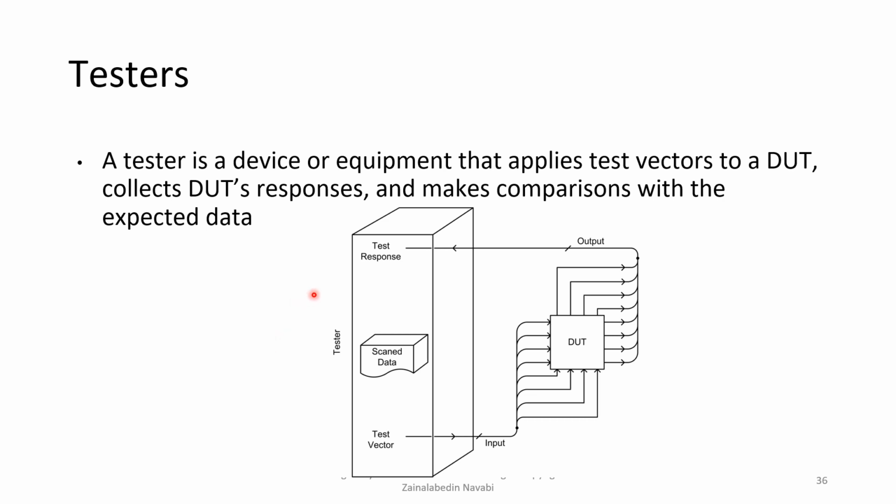You can read the definition by yourself. You have to give an input, get the output, and compare the output. That's what we saw. So that's how the ATE, automatic test equipment, or you call it tester for short.